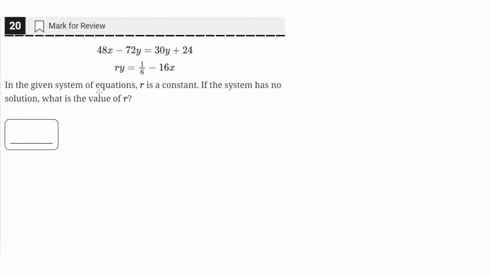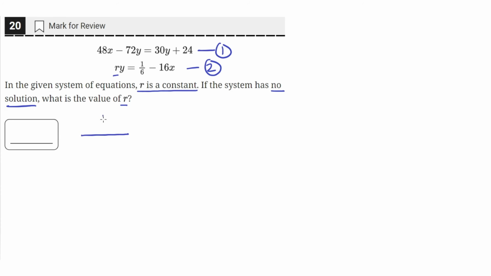In the given system of equations, R is a constant. If the system has no solution, what is the value of R? So we have these two lines right here. We'll call them equation 1 and equation 2. And we need to find a value of R such that this system of equations has no solution.